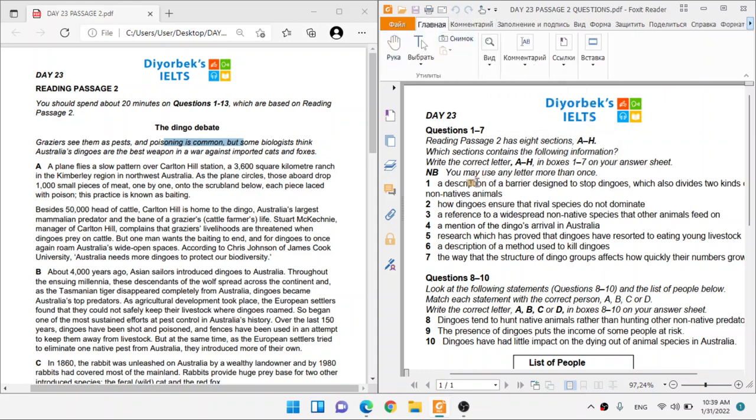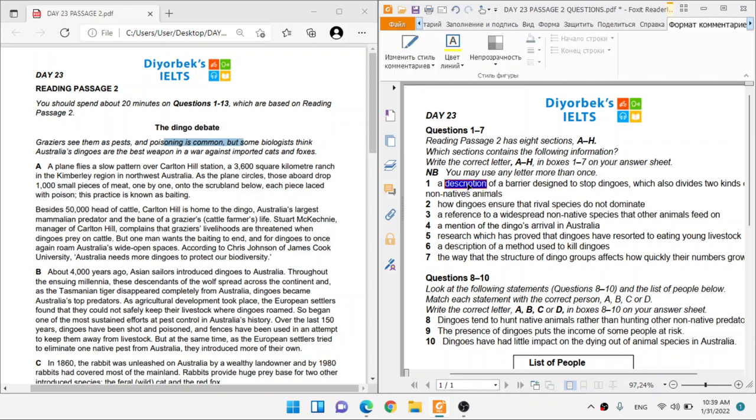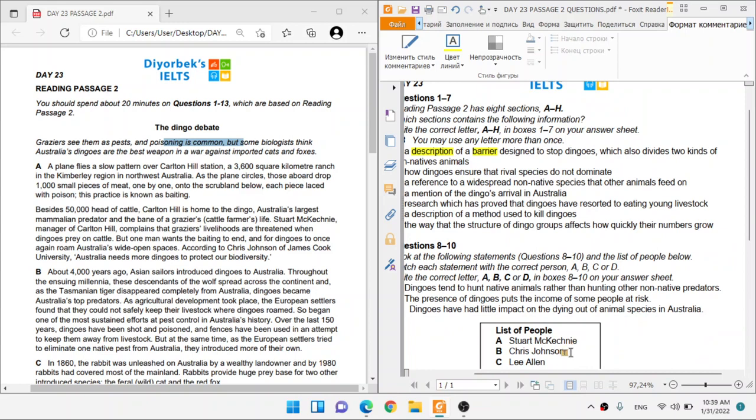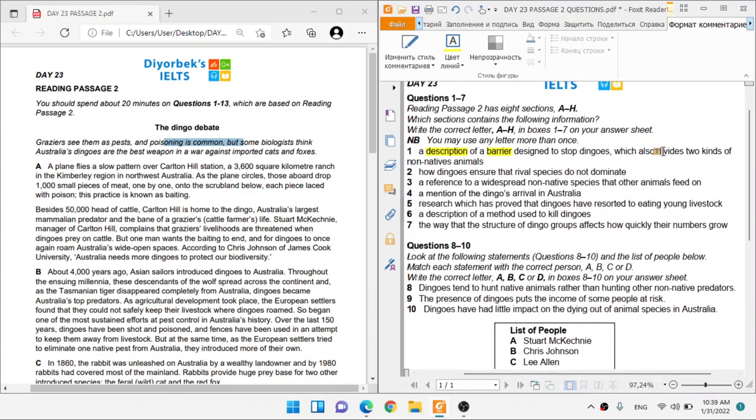Now, a description is really important, guys. It has to describe, using words, a barrier designed to stop dingoes, which also divides two kinds of non-native animals. "How" is a keyword: dingoes ensure that rival species do not dominate. And a reference, when they say reference, it's usually just one sentence, to a widespread non-native species that other animals feed on. And a mention of a similar reference to the dingo's arrival in Australia.